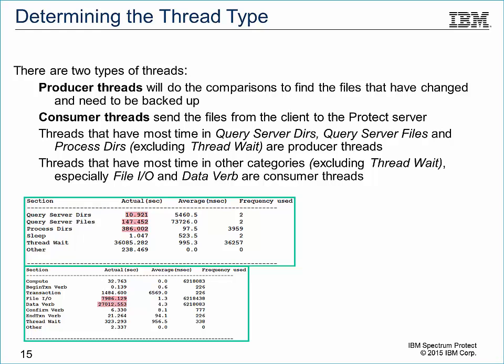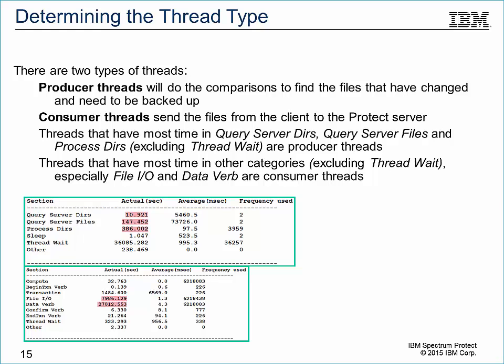Within the threads section, there are two thread types: producer threads, which compare objects already backed up on the server to find any changed files or directories, and consumer threads, which send or restore files and directories to or from the Protect server. Threads with categories Query Server Dirs, Query Server Files, and Process Dirs are producer threads. Threads that have File I/O and Data Verb categories are consumer threads. Don't worry about the thread type names, they're really not important.